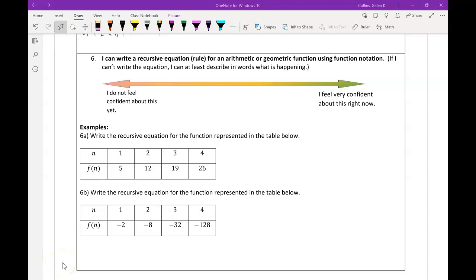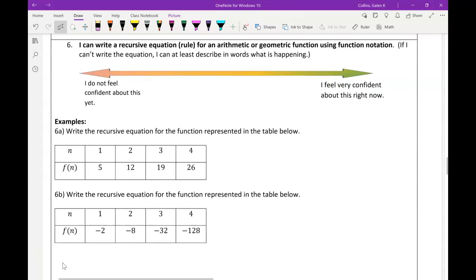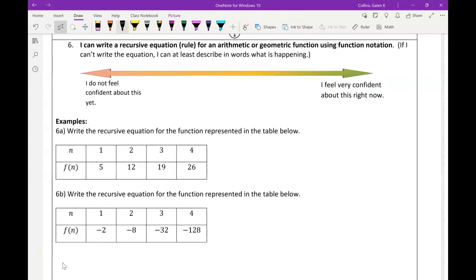All right, you guys, in number 6, we are writing a recursive equation, or sometimes we call that a recursive rule, for an arithmetic or geometric sequence. Oh man, I keep writing function. I really mean to say sequence there, and I will hopefully fix that before I print it, but if I don't, I'm sorry. Using function notation.